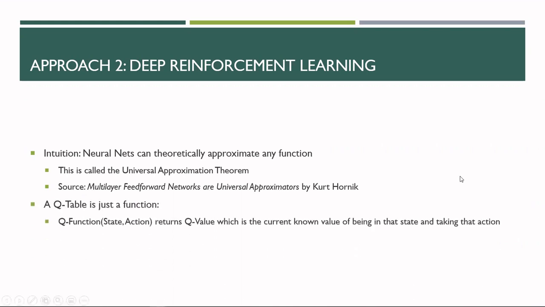So what if we took the Q table? The Q table is a function. Okay, everything in life is a function, but the Q table is obviously just a function. The Q function takes state and action in, and returns the Q value. What if we just decided we're going to use a neural net to replace the Q table? We're going to let the Q function be approximated by a neural net. Okay, would that work? Would that solve our problems? So in principle, the answer is yes.